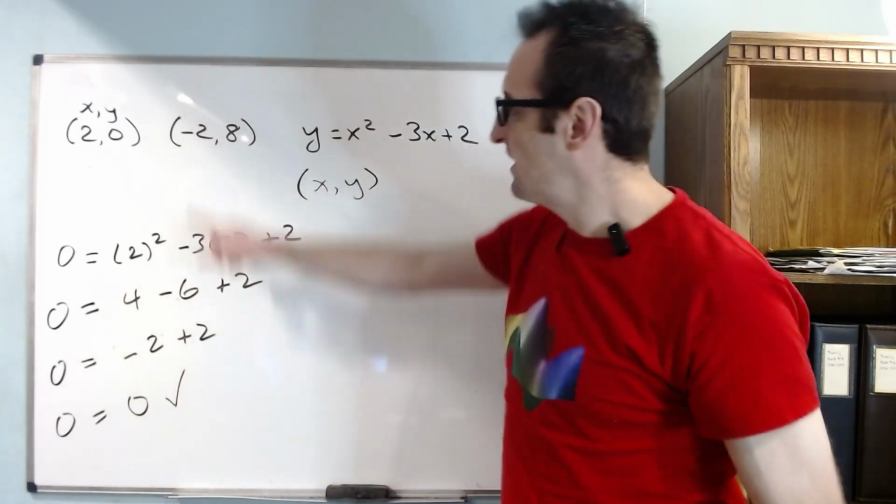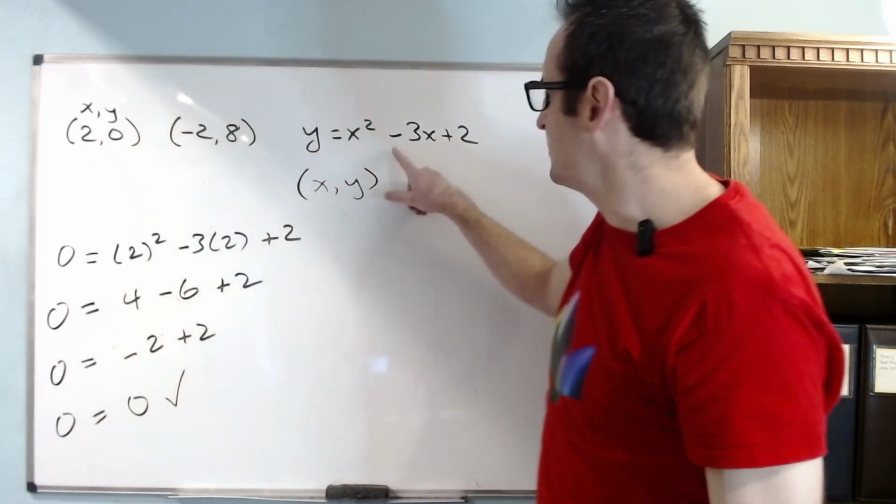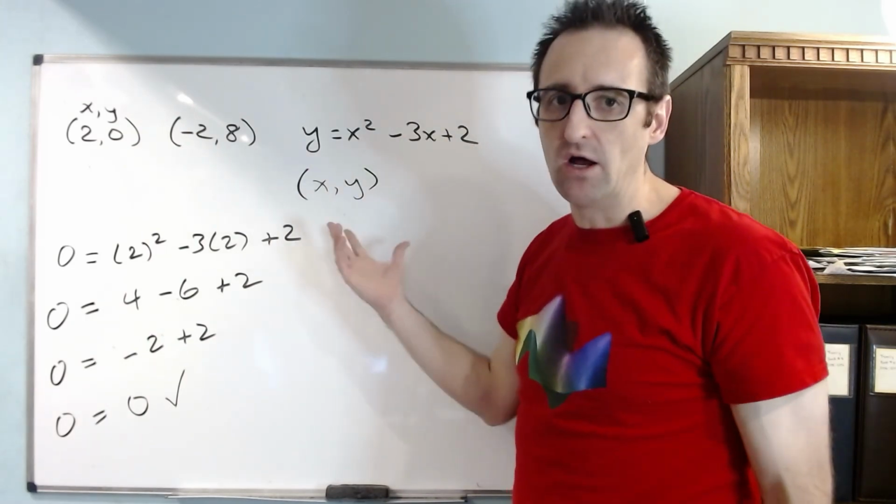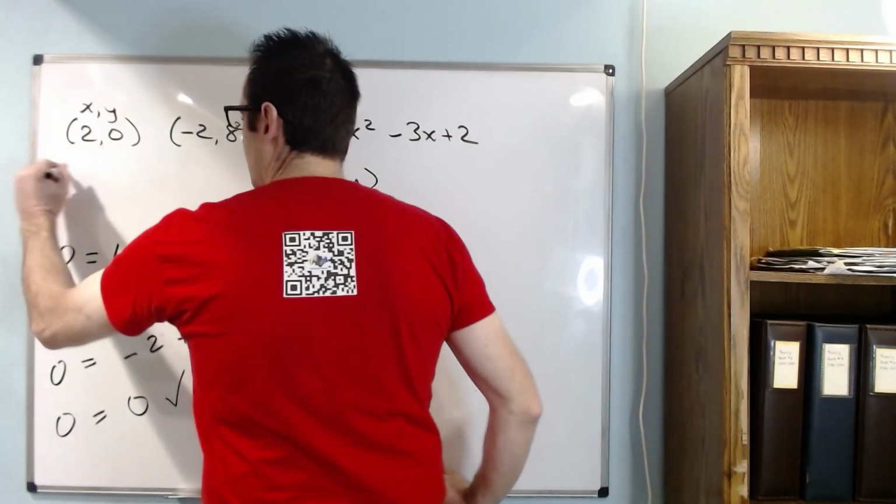So this means that plugging this value into this equation yields a true statement, which means that that point is on the curve. So this point is on the graph.